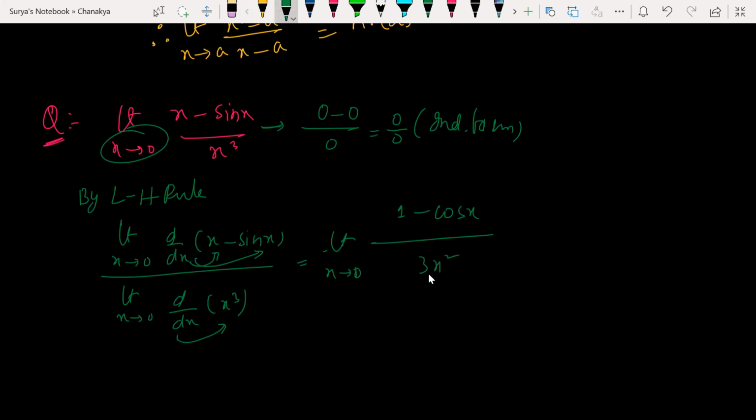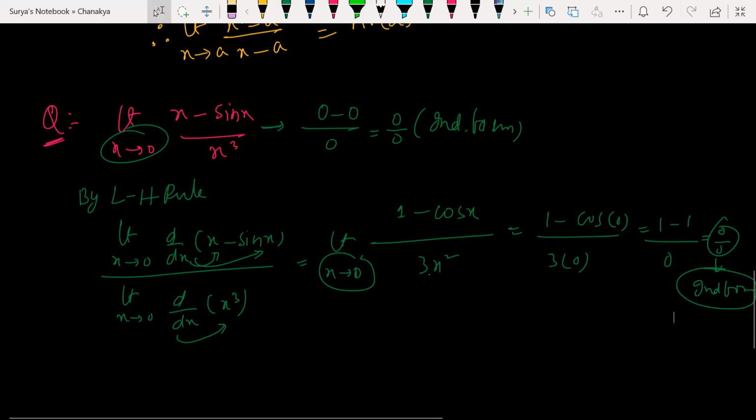So look at it now. We just differentiated the numerator and denominator separately. Now again we have to substitute the value of x here. So what do you get? 1 minus cos 0 divided by 3 into 0. 1 minus cos 0 is how much? 0. And 3 into 0 is 0. So again I got 0 by 0, an indeterminate form.